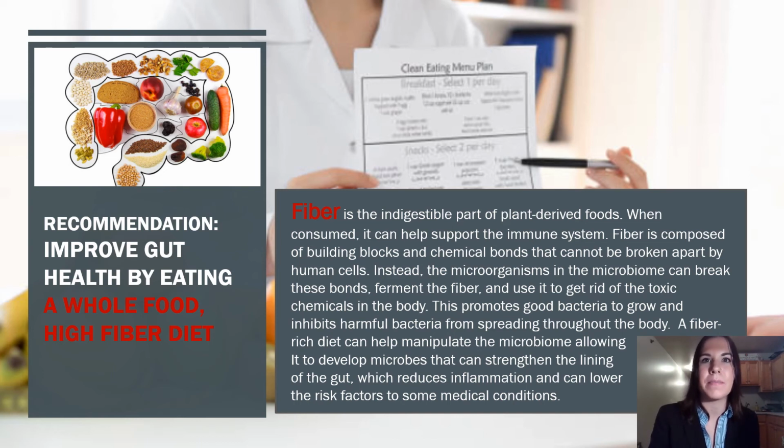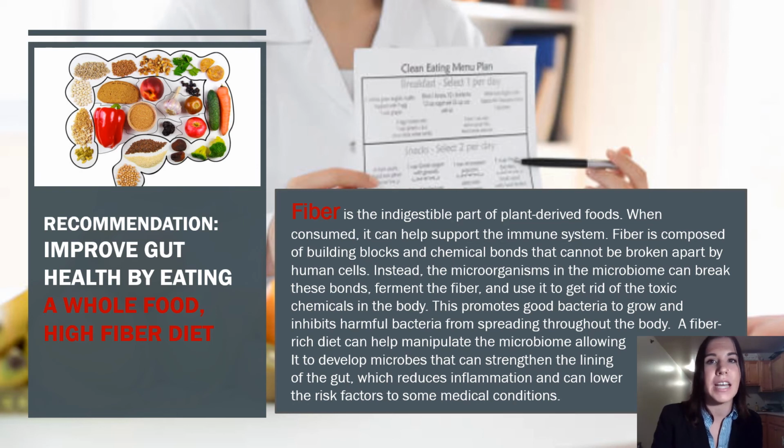Fiber is composed of building blocks and chemical bonds that cannot be broken apart by human cells. Instead, the microorganisms and the microbes can break these bonds, ferment the fiber, and use it to get rid of toxic chemicals in our body. This promotes good bacteria to grow and inhibits harmful bacteria from spreading throughout the body.